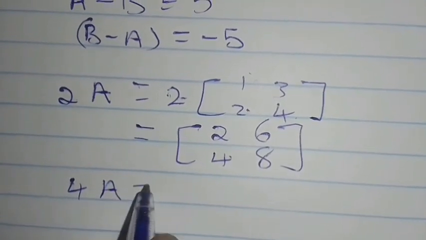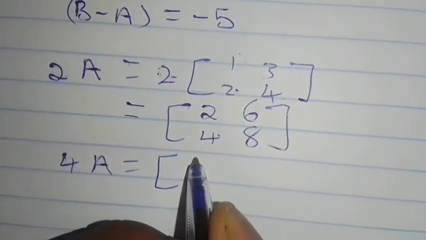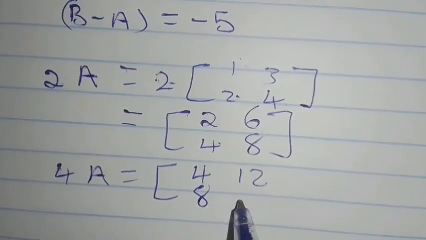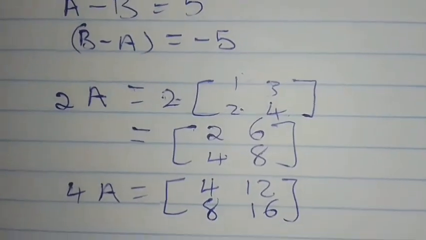The same applies if you have, say, 4 multiplied by the matrix. You're just going to have 4 by 1, which gives you 4, and then 4 by 2, that's 8, 4 by 3, that's 12, and 4 by 4 is 16. So it's really not that complicated.